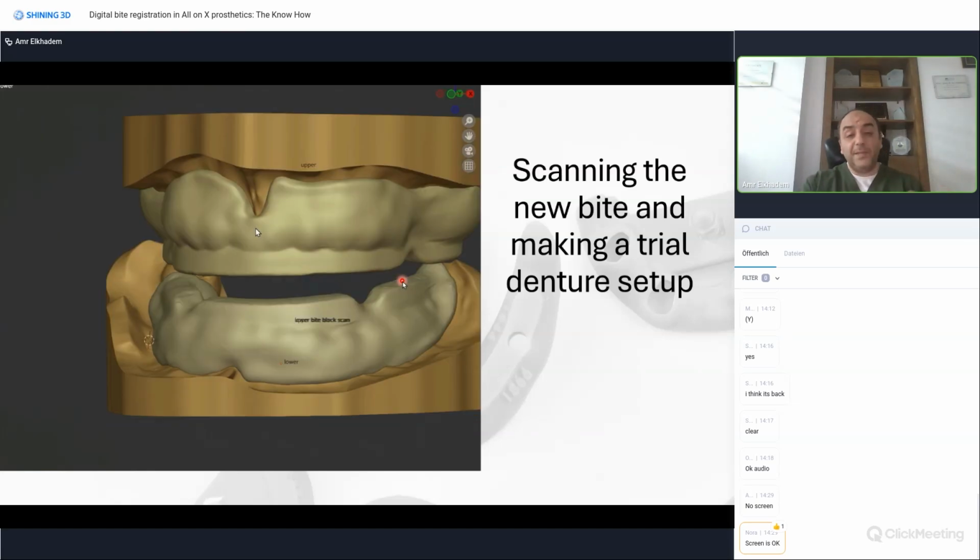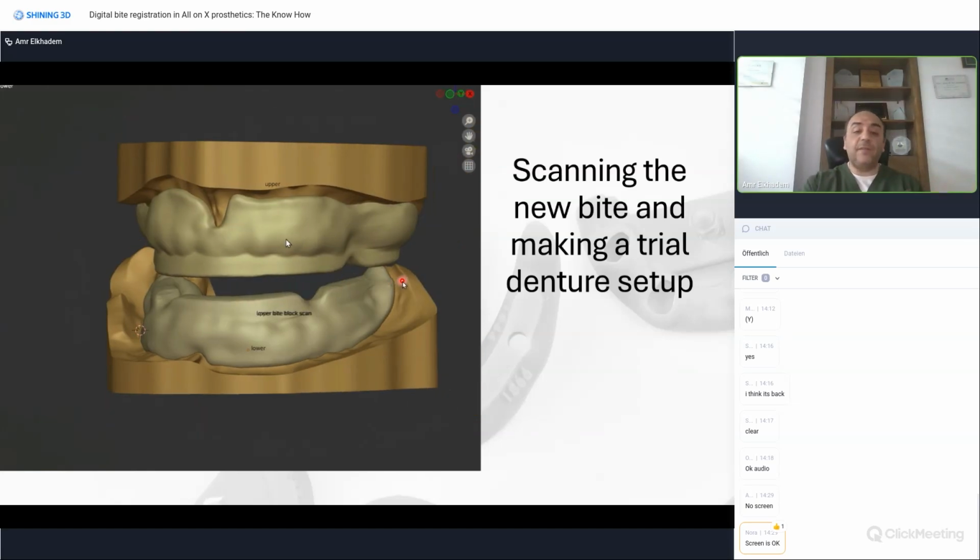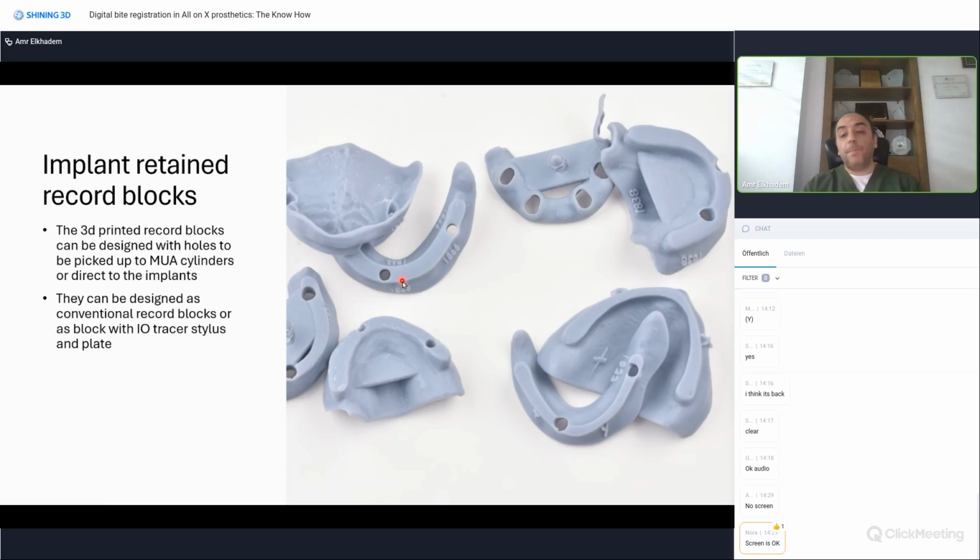But with implants, we have an extra advantage, because we are having implants in the arch. So the main problem with the occlusion record blocks in edentulous patients is that they are moving. So if they are moving during the jaw registration, the whole record is corrupted. They are not stable. So the best way to improve the accuracy of using your record blocks is to make what we call screw-retained occlusion blocks.